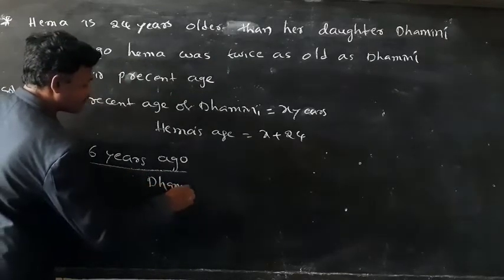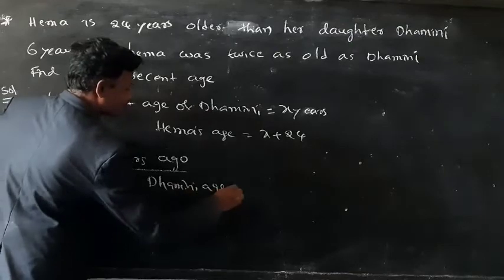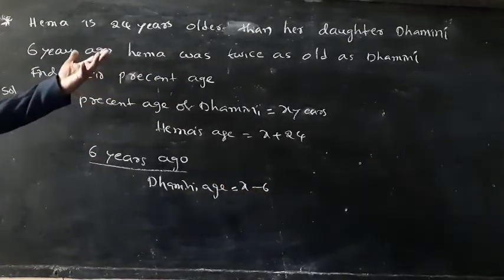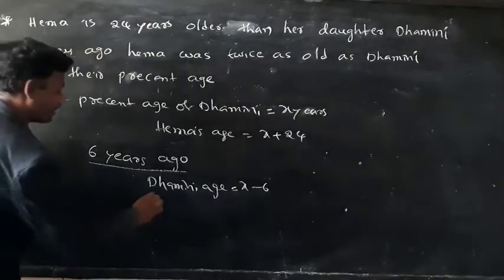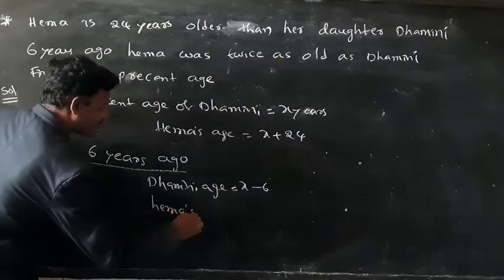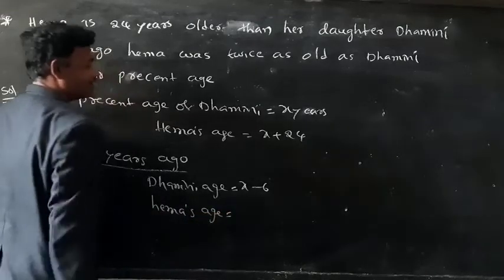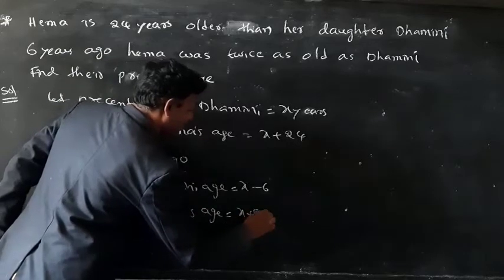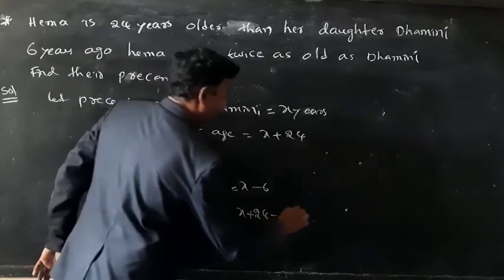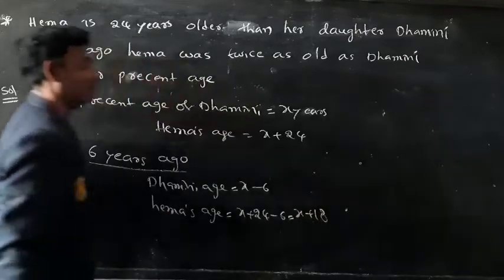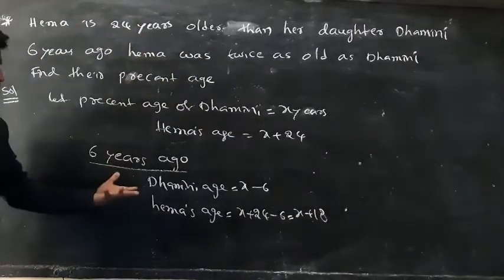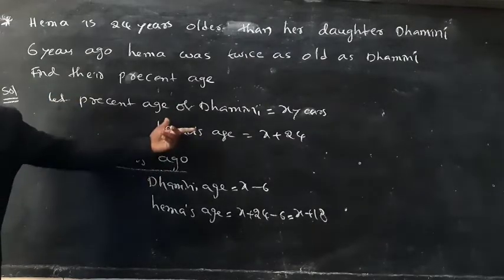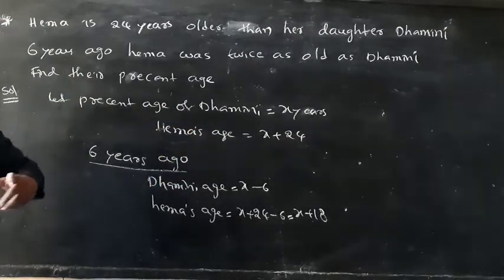Damini's age is equal to x minus 6. 6 years ago, Damini's age is x minus 6. And also Hema's age. What is Hema's age here? It is x plus 24 minus 6, which is nothing but x plus 18. So 6 years ago, Damini's age is x minus 6, and Hema's age is x plus 18.